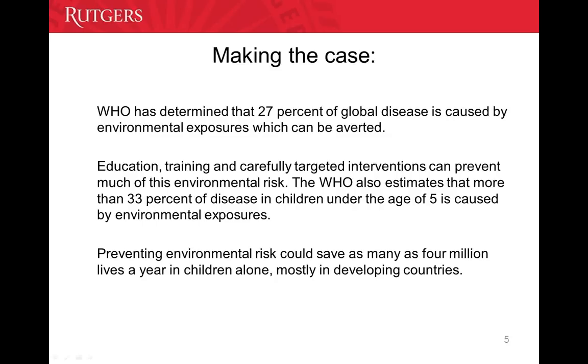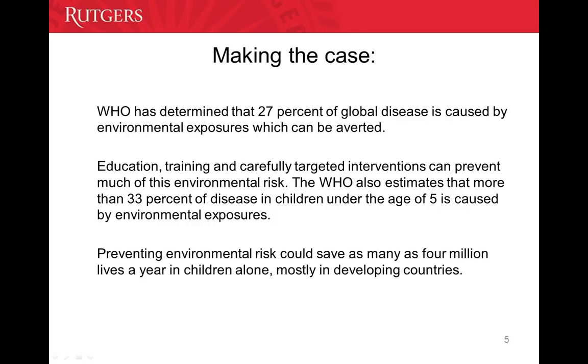It's interesting that the WHO says about a quarter of the global disease burden is caused by environmental health exposures that can be averted, that we can avoid and reduce. Education, training, and carefully targeted intervention, according to WHO, would help us address about a third of the disease problems in children under the age of 5 because they are caused by environmental exposures. And preventing environmental risk could save as many as 4 million lives a year just with children as we look at the changes in developing countries.